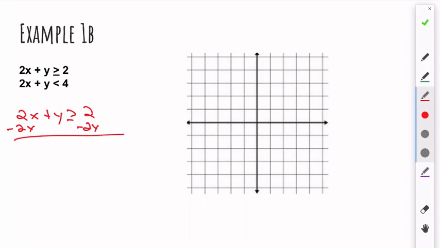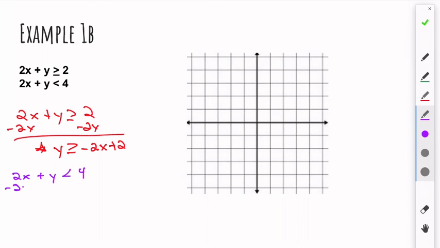So when I do that, I get y is greater than or equal to negative 2x plus 2. There's my first equation. Switching colors here, I'm going to do the other one: 2x plus y is less than 4.